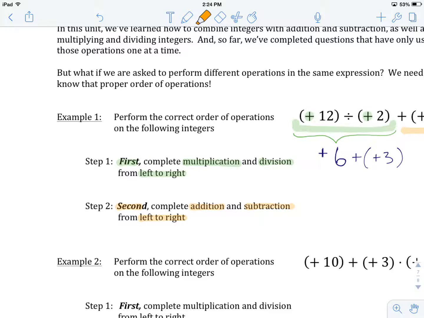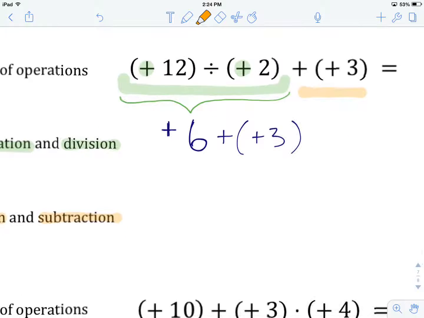Now fortunately, now that we're on the second line, we actually only have two terms, so there really only is one remaining operation. It happens to be addition. So if we have positive 6 plus positive 3, I'm just going to highlight that there, I'm adding these two integers. So I'm combining these integers using addition.